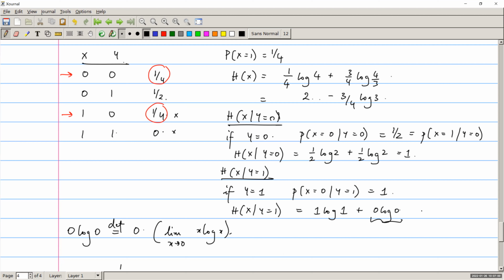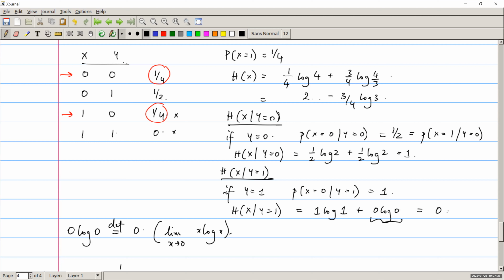So 1 log 1 is 0 and 0 log 0 is 0, and so this is 0. This means that if you observe y equals 1, observing x gives you no information, because if y equals 1, you know x has to be equal to 0. You don't get anything by observing the random variable again. Even without observations, you already know that when y equals 1, x has to be equal to 0. You don't actually have to see it.